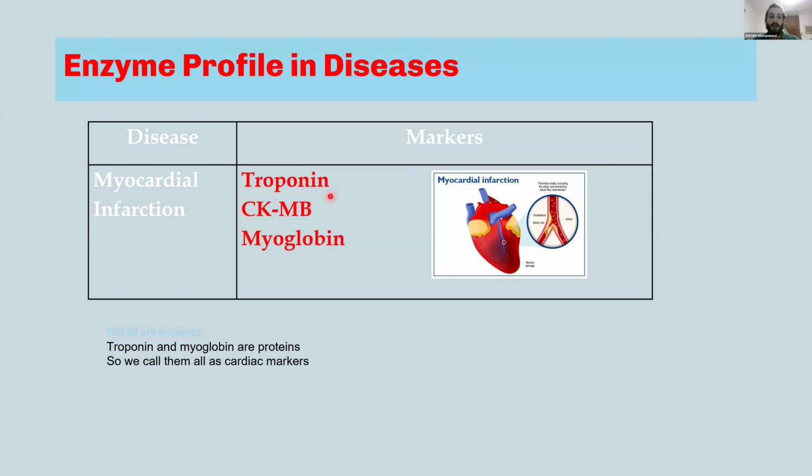Now, not all of these are enzymes. The only enzyme is CKMB, while troponin and myoglobin are proteins. We don't call them cardiac enzymes; we just call them cardiac markers. So these three are all collectively called cardiac markers. There is also another one you can have as a cardiac marker: LD is also a cardiac marker. Because we discussed it earlier, we did not mention it here, but in the table, you're going to find LD as one of the markers of cardiac problems.